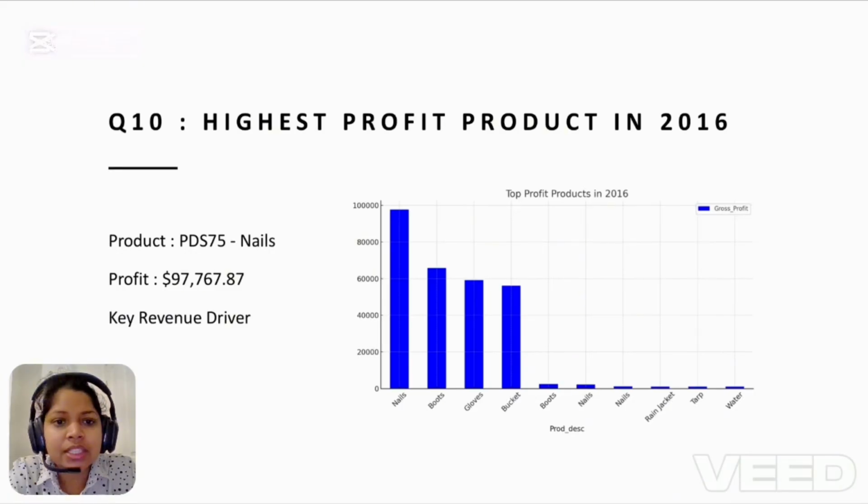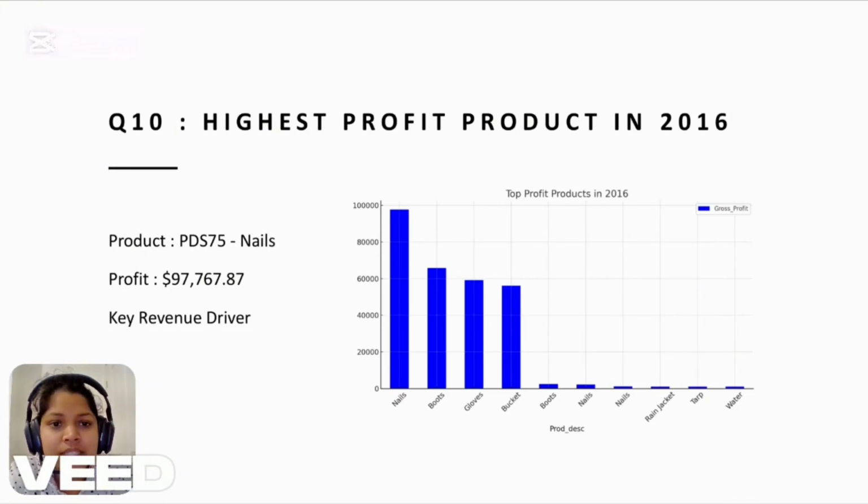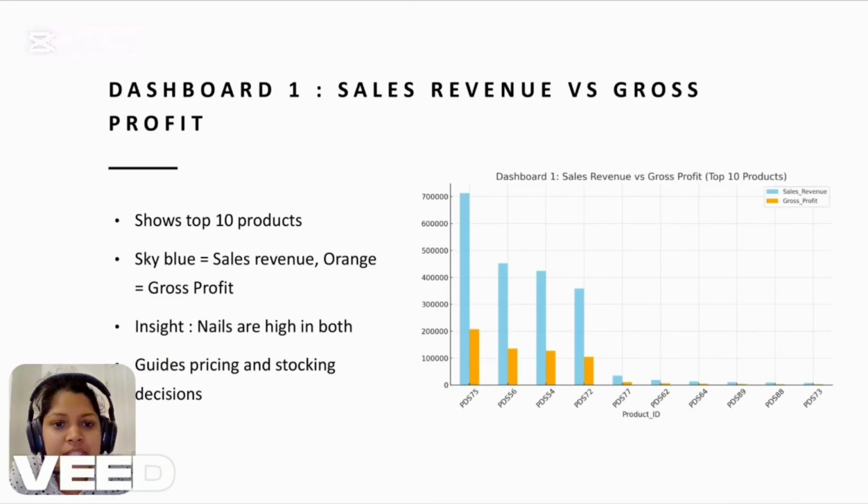In question 10, we flip the analysis. We identify 2016 as the year with the highest total gross profit. The product with the highest contribution in that year was PDS 75 nails, with a whopping $97,767.87 in gross profit. Understanding which products are core profit drivers is essential for demand forecasting, supplier negotiation, and customer targeting. Now let's look at our three dashboards.